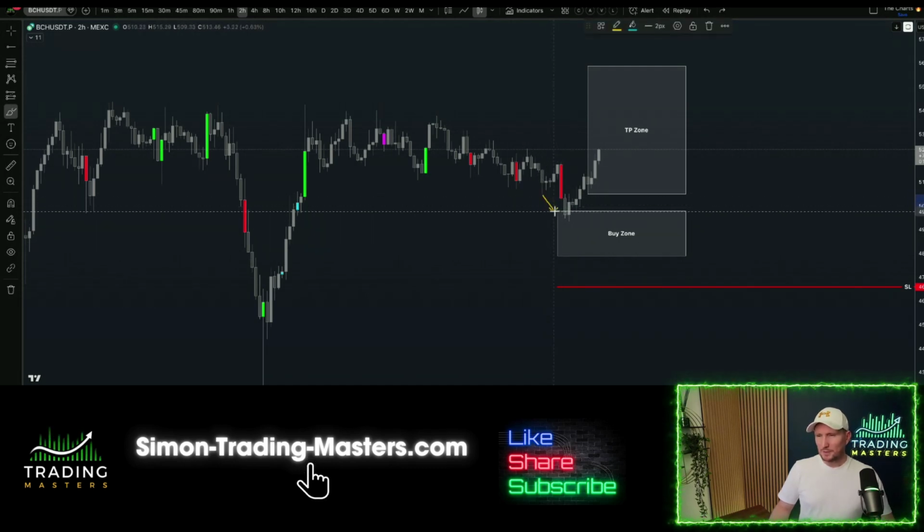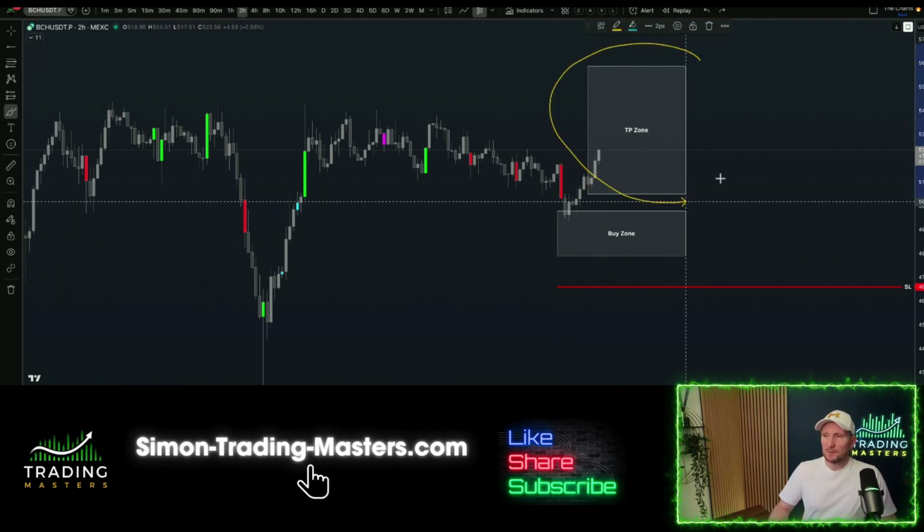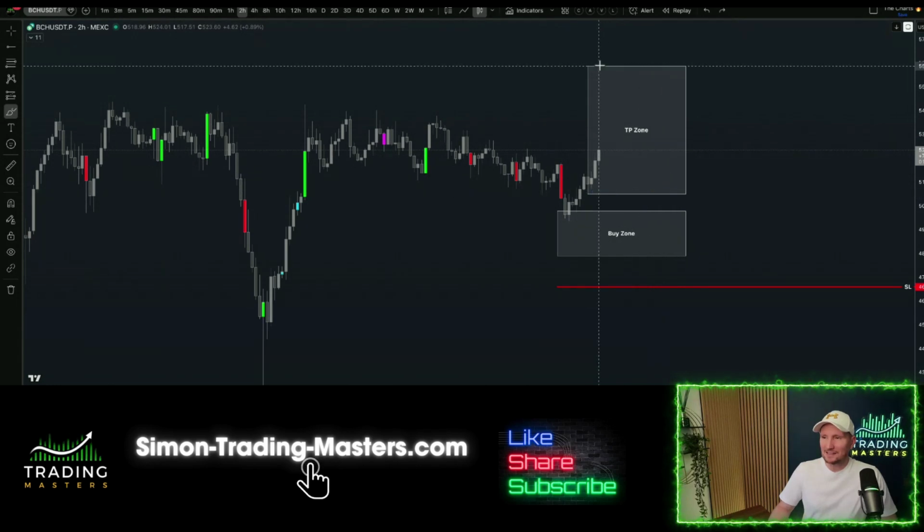So this one's come into our buy zone. It's probably executed one, maybe two of the buys, and then it's come into the TP zone. Now, TP, for anybody that doesn't know, means take profit. This is where this bit here, anywhere from here to here, is where you're supposed to take profits.